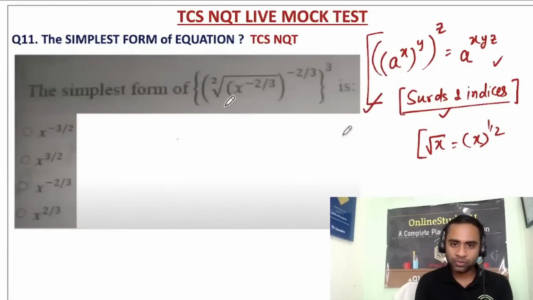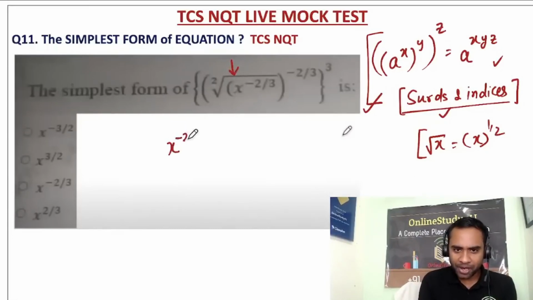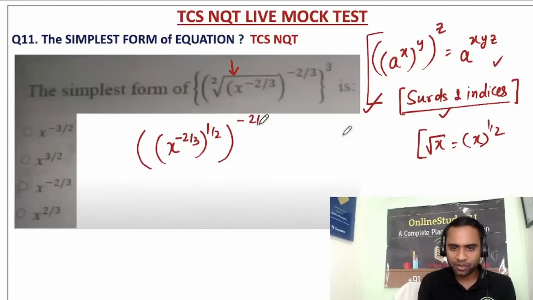Now, can I write like this? First, I will break this root. So x to the power minus 2 by 3, and to the power 1 by 2. I'm not touching other things.